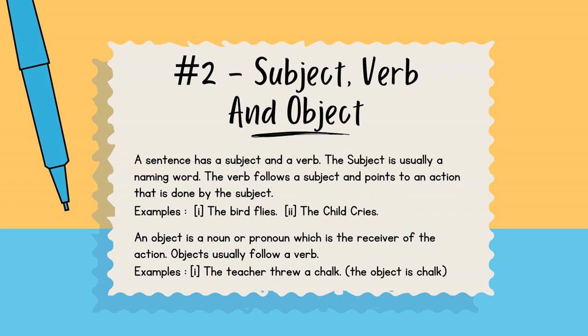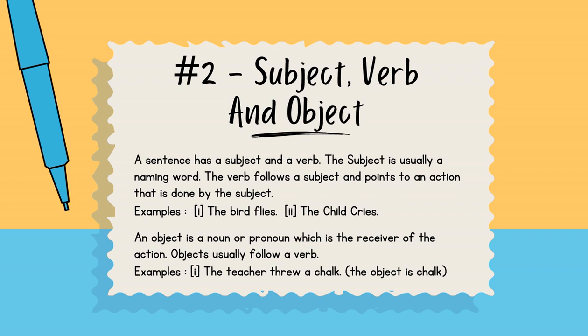Subject, verb and object. A sentence has a subject and a verb. The subject is usually a naming word. The verb follows a subject and points to an action that is done by the subject. Examples: the bird flies, the child cries.